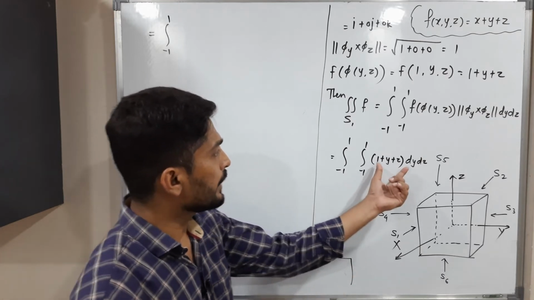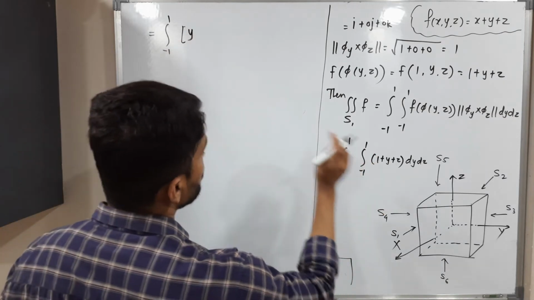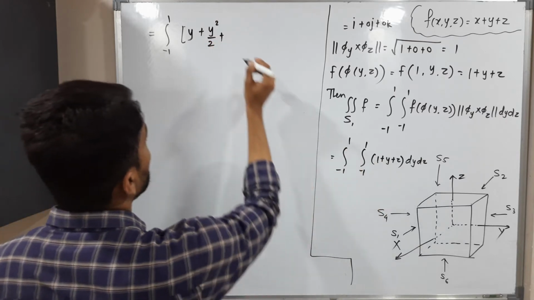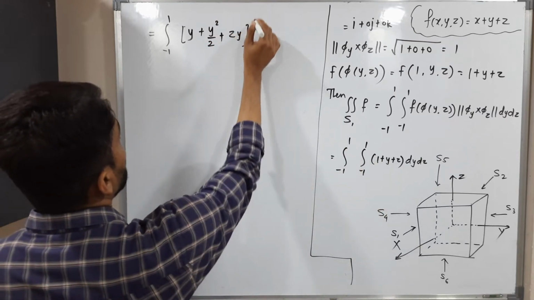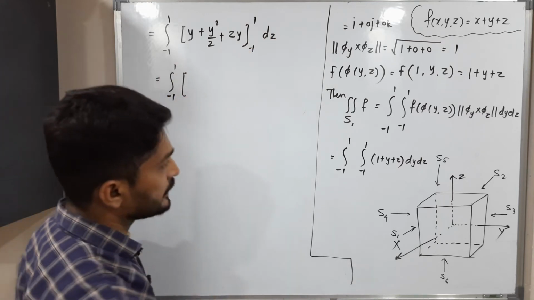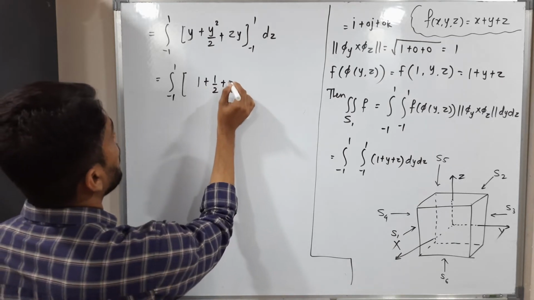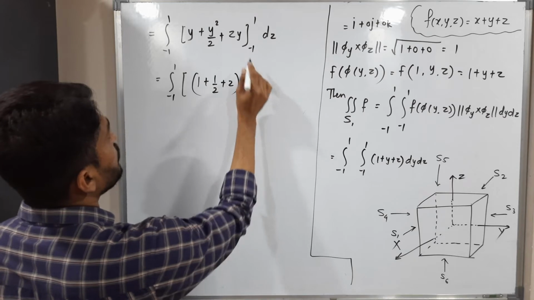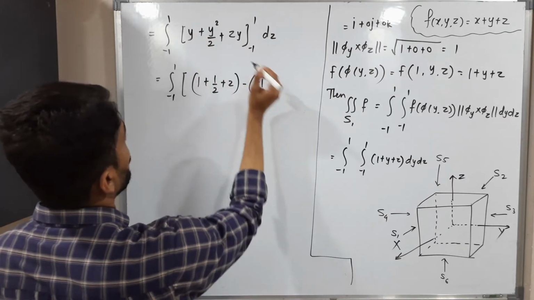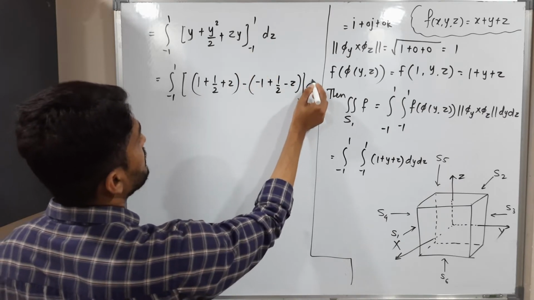We are integrating with respect to y, so the integration will be y. The integration of y is y square by 2, and the integration of z is zy, from -1 to 1, dz. I am putting 1 first in place of y, so we'll have 1, 1 by 2 and z. Then I will put -1 everywhere in place of y, so here -1, the square of -1 is 1, here -1, dz.